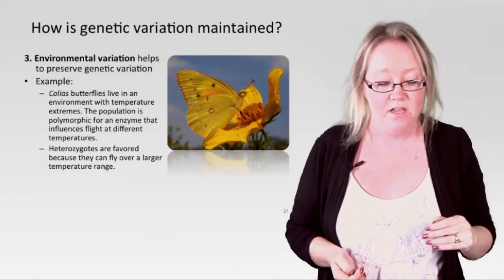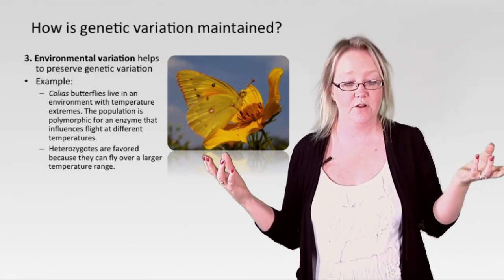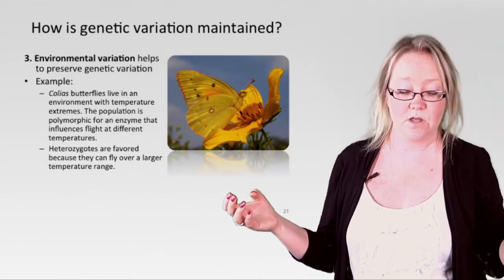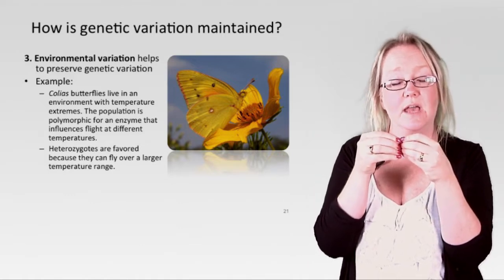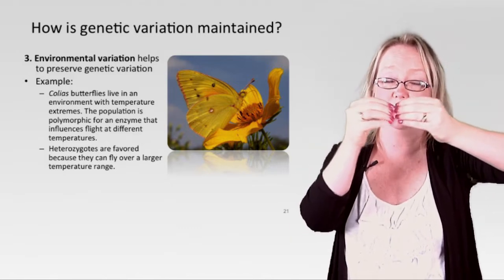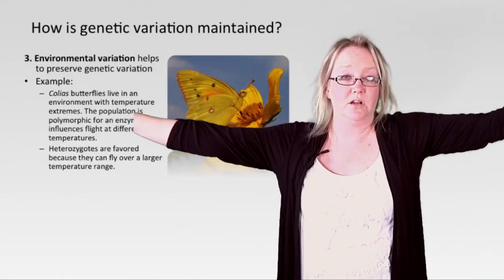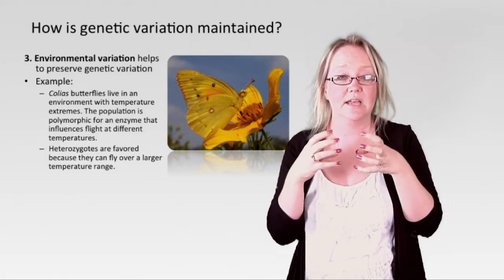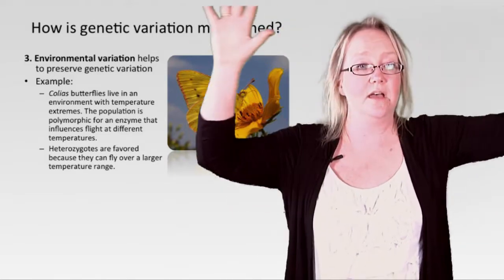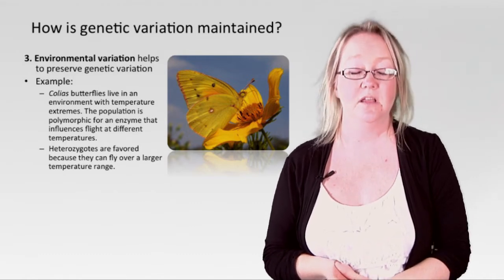Variation in environment. And there are actually two different types of butterflies that are maintained because of these variations in environment. There is an enzyme that influences flight at different temperatures. So if you are a heterozygote, you maintain one allele for cold, one allele for warm, two different alleles at that trait for the enzyme, then you're able to fly over a greater range of temperature. So basically, the heterozygote is selected for because it has a benefit to the population, and therefore you end up with both cold and warm adapted butterflies maintaining in the population.